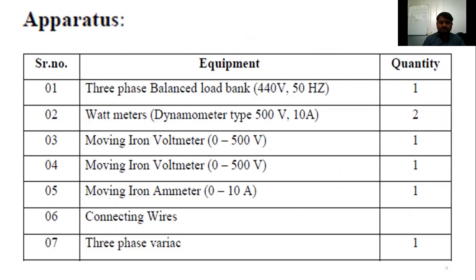Wattmeters, how many are required? 2 wattmeters. 1 voltmeter is required, 1 voltmeter we have written. Actually, they have written 2 here now. Moving iron ammeter is required, 1. And connecting wires are required.